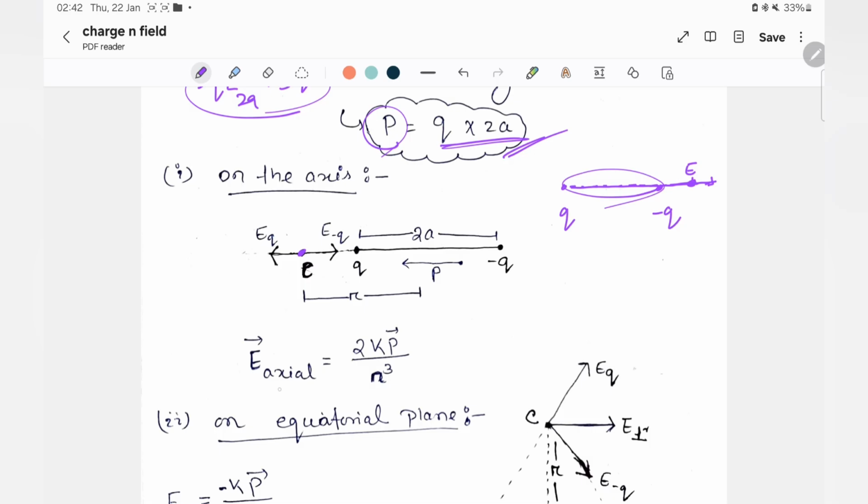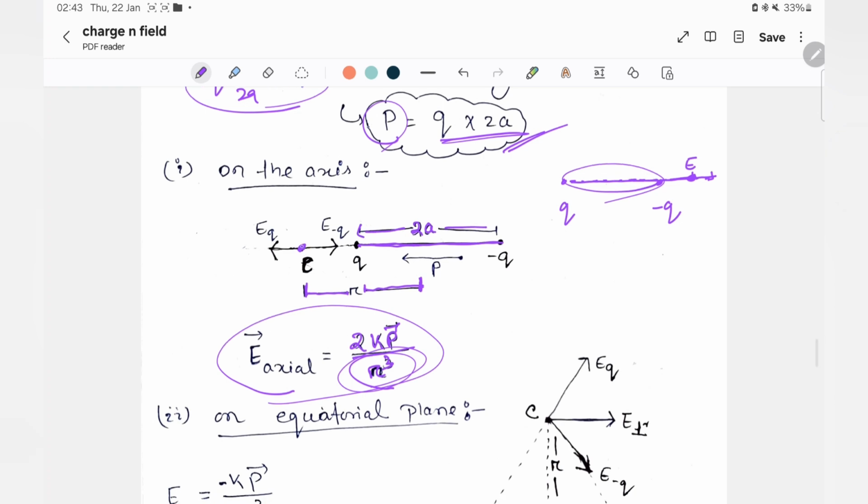Okay, so the electric field will be what? Not 2kp by r cube. What is r? r is the distance from the center of the dipole to the point on the axis. So this is the dipole having 2a distance between the charges, and this is a point. We need to find the electric field at this point, which is at a distance of r from the center of the dipole.